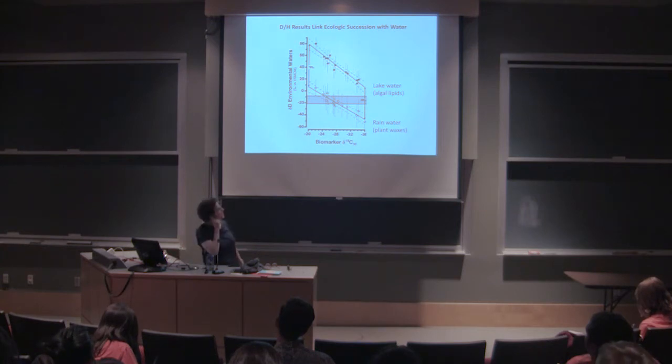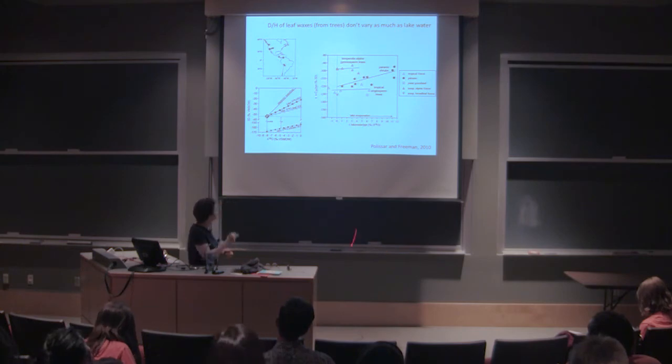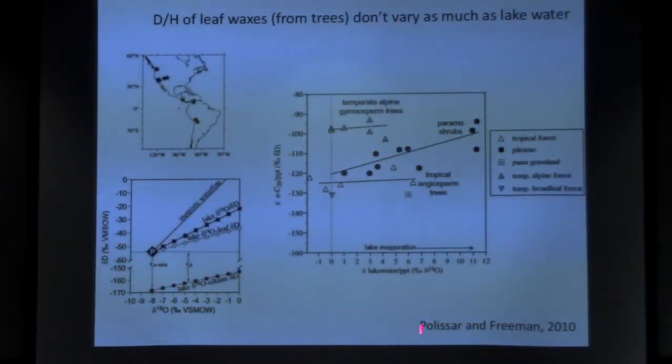And this actually ties into some work that we did some years ago, thinking about lake behavior relative to the waxes coming from the vegetation in the catchment. This is from a study that we published some years ago now, Pradika Polisar and I, based on a bunch of high elevation lakes. And the idea is that you have a meteoric water line, and then you have a lake water line. You guys have seen that before.